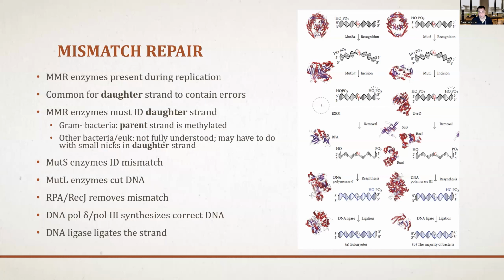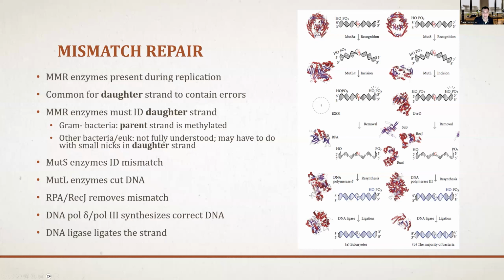But in other species of bacteria and all eukaryotes, we're not actually fully sure how cells know which is the daughter strand and which is the template strand. We really don't know that. And we think that it may have to do with some small nicks being present in the daughter strand that aren't found in the parent strand, but we're not entirely sure.